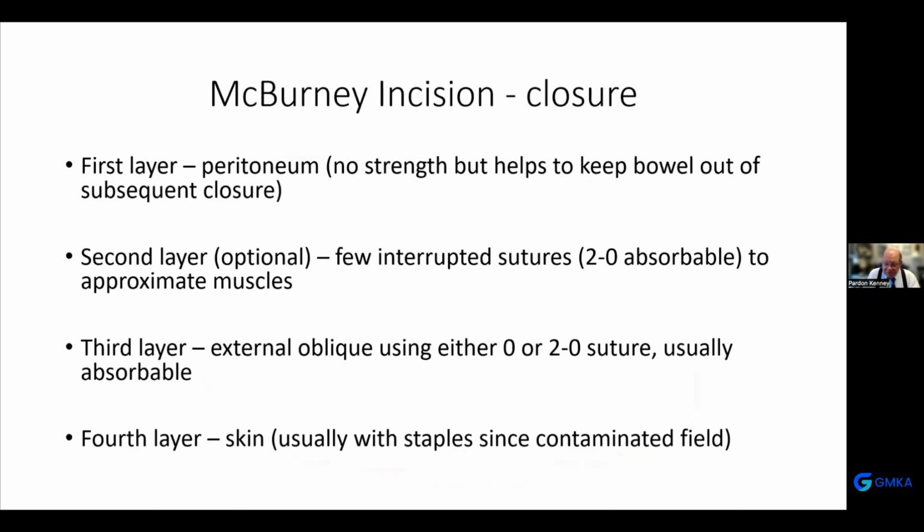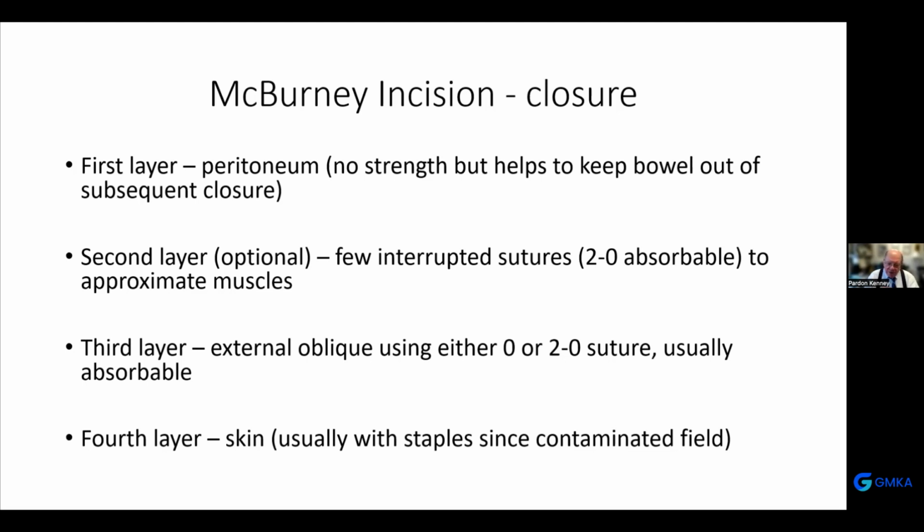And then the closure, pretty much like we've already done, you close the peritoneum. Now here, I like to close it not because it has any strength, because it doesn't, but it does keep the bowel out of the way as you're going to the next couple of layers. Sometimes we'll put a few interrupted sutures just to bring the muscles together, not expecting them to stay that way, but it closes up some of the surgical dead space.